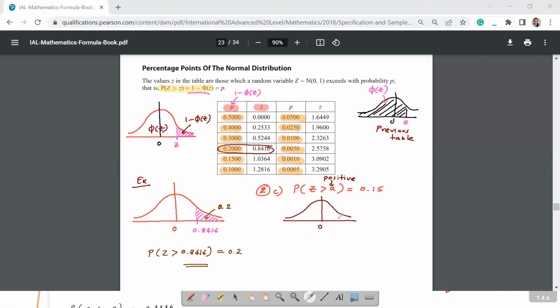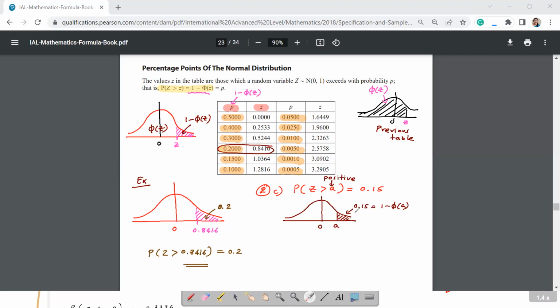This is 0. A is positive, and the area in front is 0.15. The area in front means it's the 1 minus Φ(A) area. Right, guys? So basically now you know this second table that you are using.